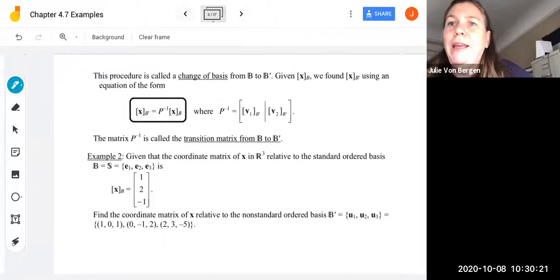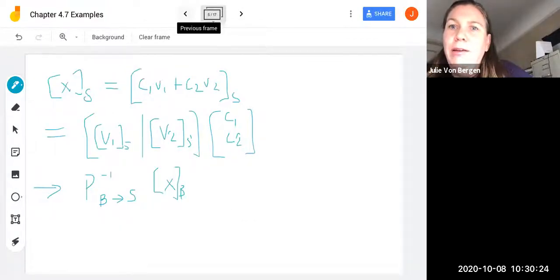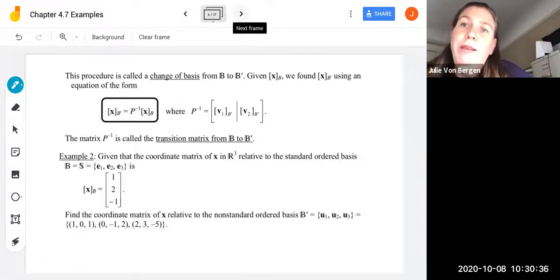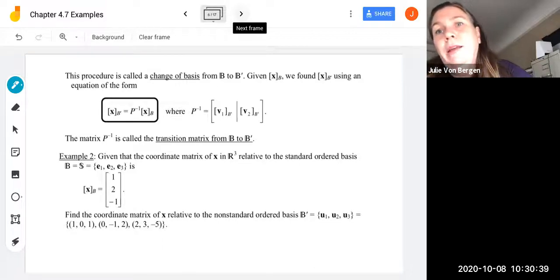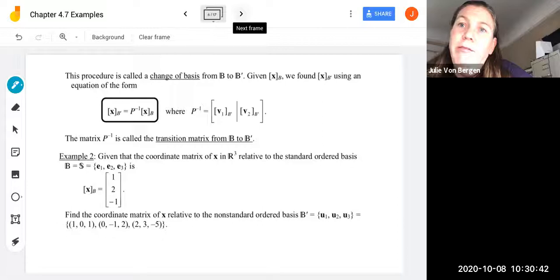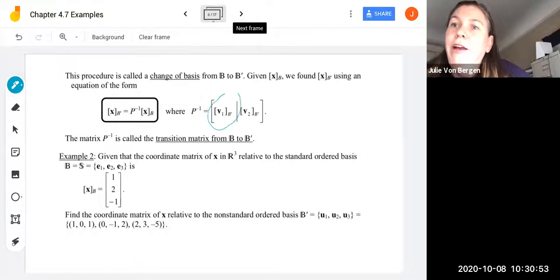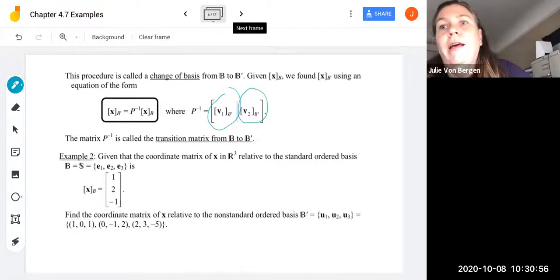Back here I was using S as my original, but it could just as easily be B prime. So given this X in the basis, we found X in B prime using an equation of this form: X B prime is P inverse, the inverse of what we find is a transition matrix, times the X original vector in the original basis. And then this P inverse gives the vectors relative to the new basis B prime. So this P inverse is called the transition matrix.